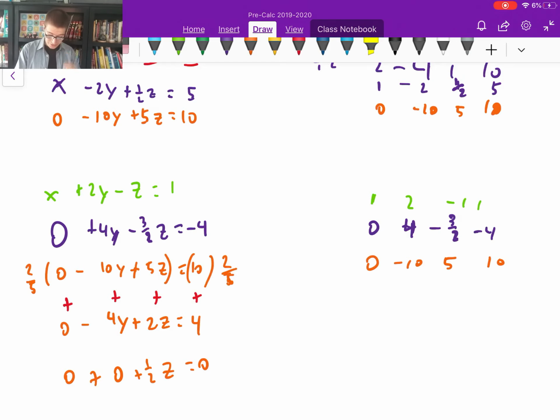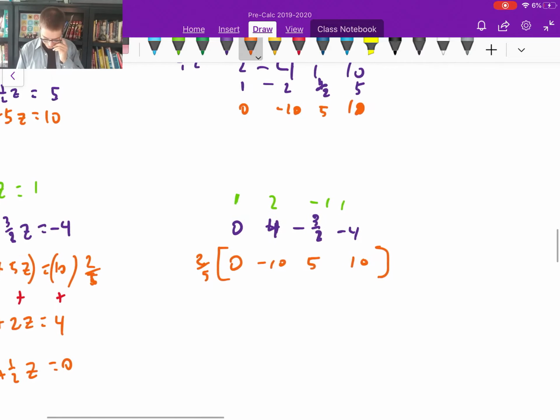Now I want to work on this negative 10 here. I want to get rid of that. So I've got to make that the same number as 4. And so in this instance, I can multiply it by negative 2/5. I can multiply by positive 2/5. It really doesn't matter. But I want to multiply this by 2/5. 2/5 times this row, and so that gives me.